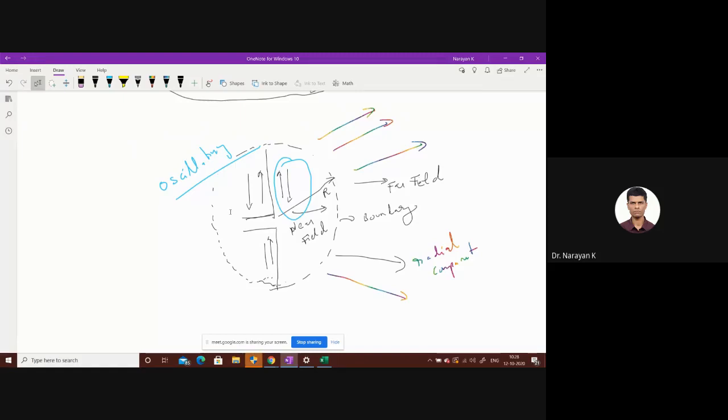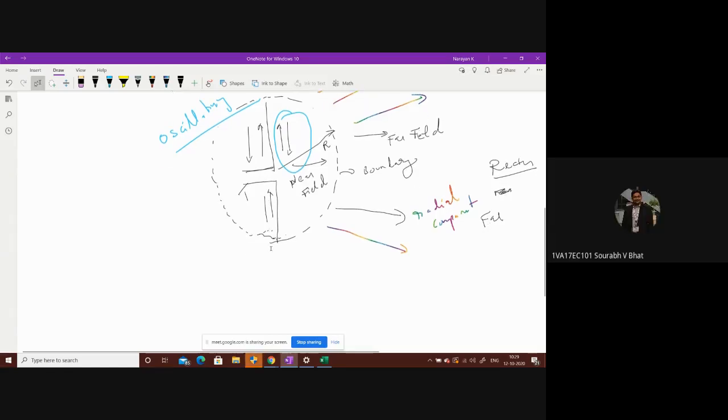the radiation from the antenna will start radiating out. If this is your transmitting antenna, your receiving antenna should be in the far field region, it cannot be in the near field region. Your receiving antenna should always be in your far field region, because otherwise you can't receive any signals, it will keep going up and down. It will have an oscillating field. You got my point, all of you? Yes, sir. Okay.